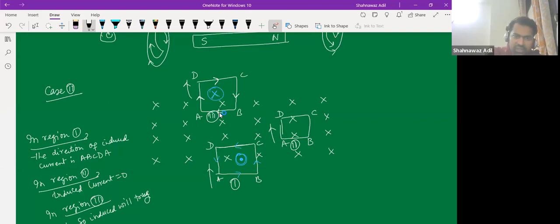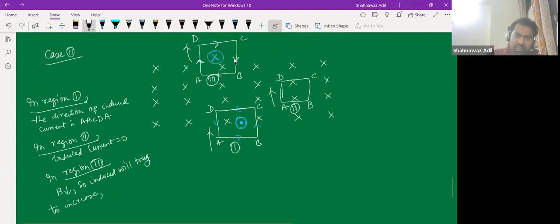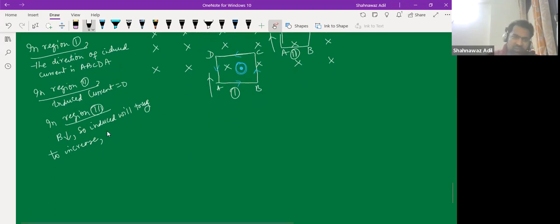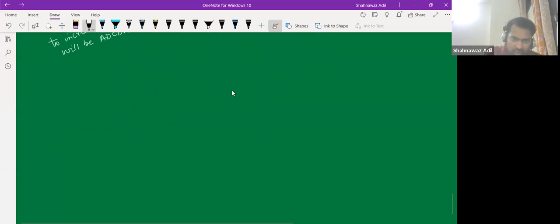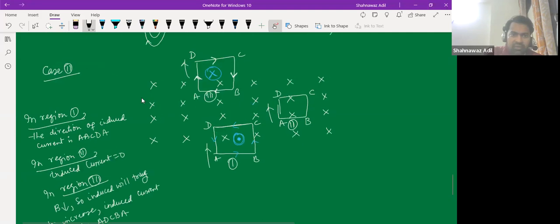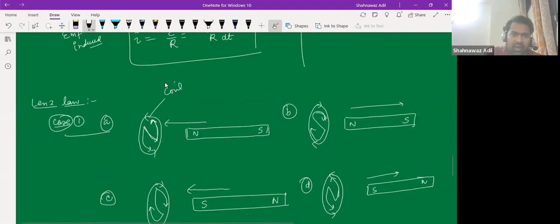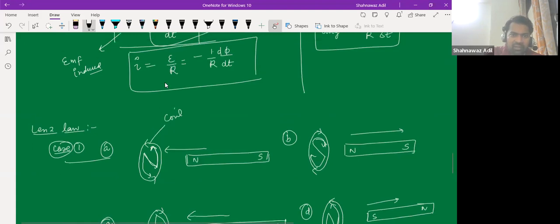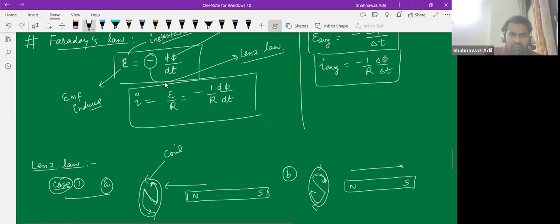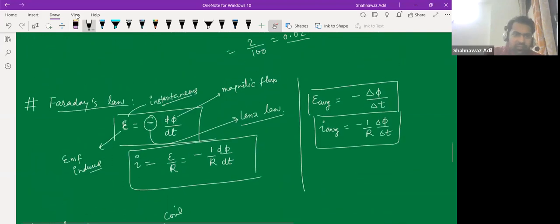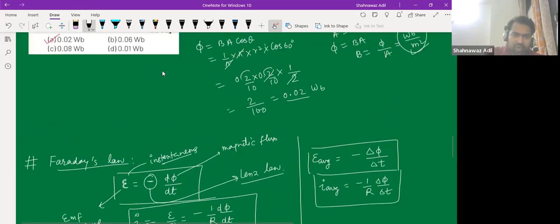So these are the two ways in which we imagine the direction of the induced current with the help of Lenz's law. So induced current will be A, D. These are the two ways in which we understand. Please note up to this point, and then we'll do a couple of questions to understand all these things. So these are all about Faraday's law. Please note it down.